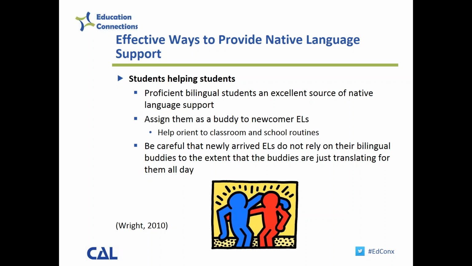A wonderful way to help our English learners is to have other students help them. Proficient bilingual students provide an excellent source of native language support. Assign a buddy to a newcomer as they come into their school. This buddy can help them orient to the classroom and school routines. But please watch carefully that the newcomer English learners do not rely on their bilingual buddies to the extent that the buddies are always translating for them all day long.